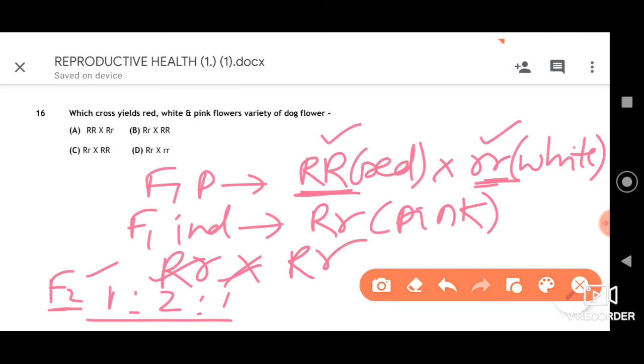So anyway, the question here is, which cross yields red, white and pink flower? That means capital R small r into capital R small r. So we have to go for option C. So here you can just change capital R small r into capital R small r. Option C will be our right answer.